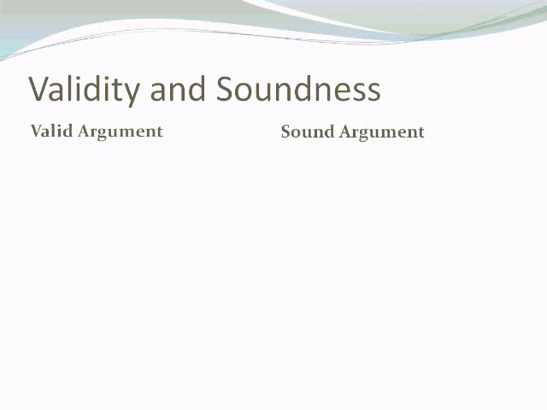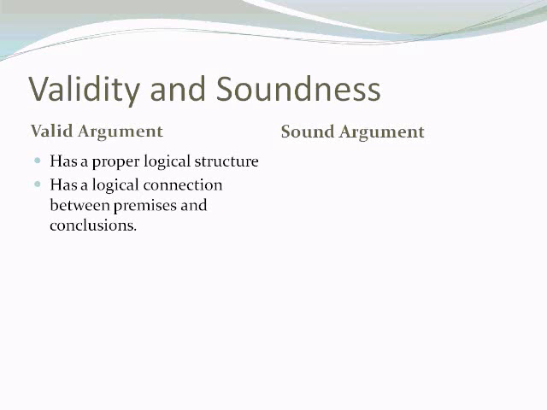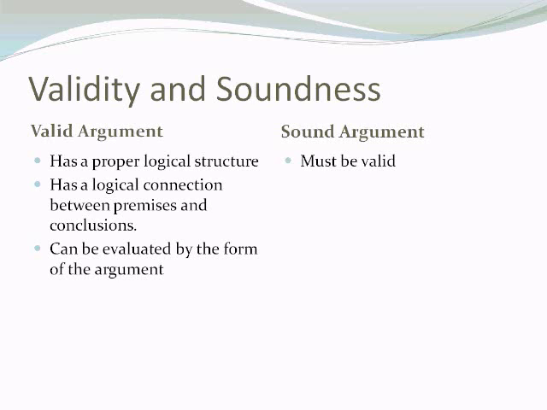Now, we do this, as we say, to determine the validity and the soundness of the argument, or at least to help us determine the validity. So it raises the question, what is validity and what is soundness? Well, valid arguments are ones that have a proper logical structure. It has a structure that properly connects the premises with the conclusion or conclusions. And validity can be evaluated by the form, the structure, the pattern that the argument follows.